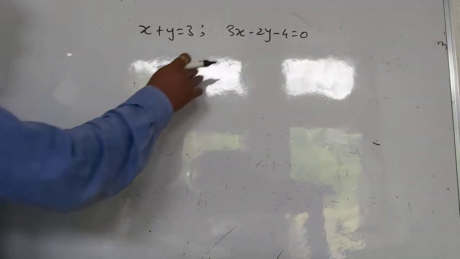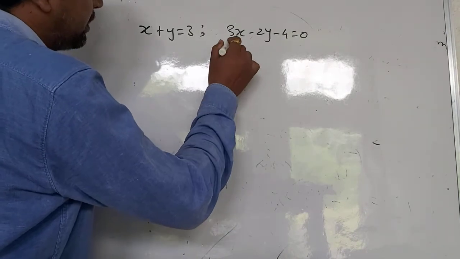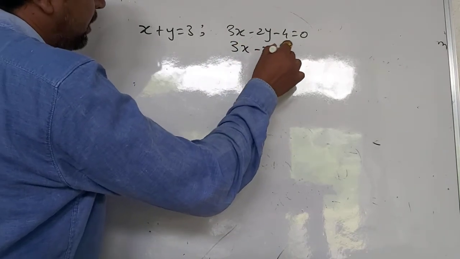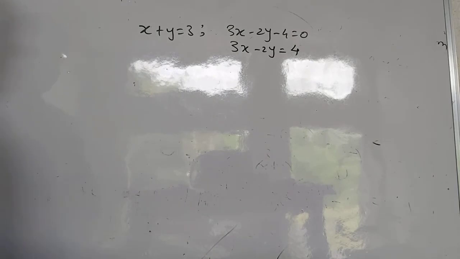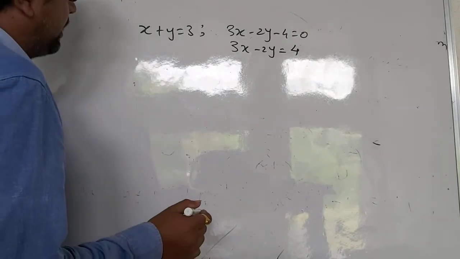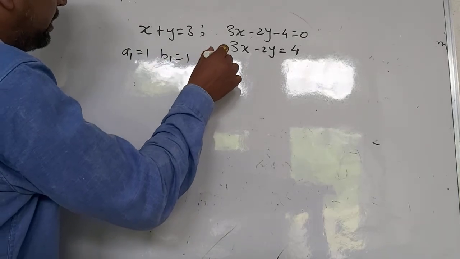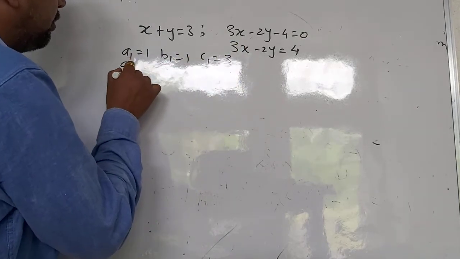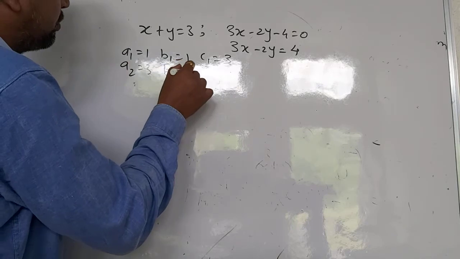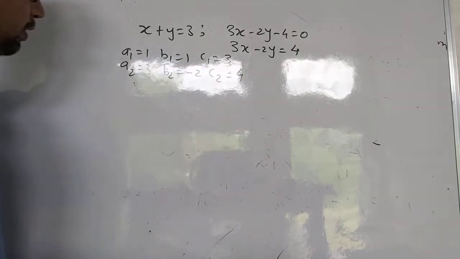We will convert this equation first of all in the form ax plus by is equal to c. So negative 4 becomes positive 4. Compare with a1x, b1y and c1. So a1 will be 1, b1 will be 1, c1 will be 3. Here a2 will be 3, b2 will be minus 2 and c2 will be positive 4.